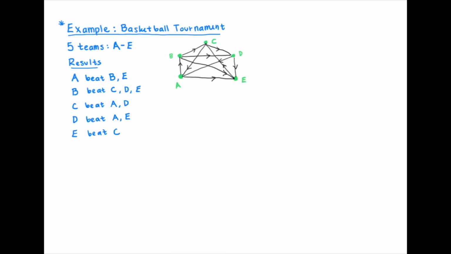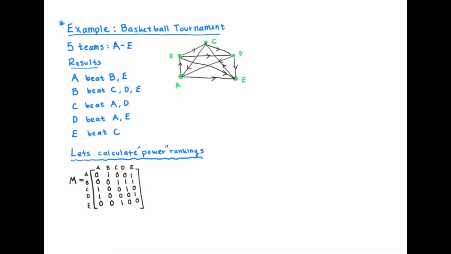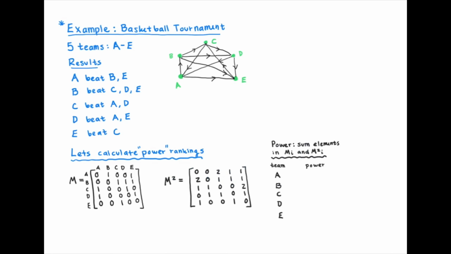We can now see that this is a dominance-directed graph because every pair of vertices is connected in just one direction. Let's calculate power rankings for our 5 teams in the tournament. First, we calculate M based on our connections, and from there, we calculate M squared. So using our equation for power, we want to find the power of Team A. In order to do this, we add all of the elements in the first row of M and all of the elements in the first row of M squared. This gives us a power of 6.